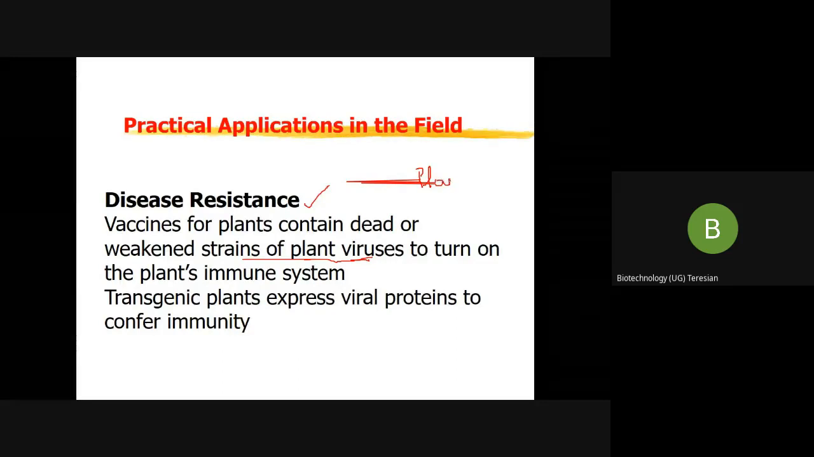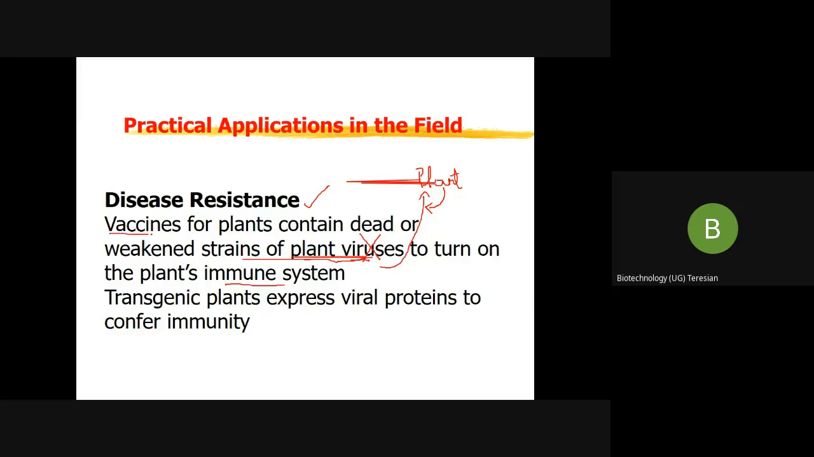So what we do is we weaken this virus, or otherwise we kill the virus. Then we are injecting it into the plant. The dead and the weakened virus, we are integrating into a plant. Now what happens? The plant's immune system will respond to it and it will start activating. Whose immune system? The plant's immune system is activated. So now what is it acting as?